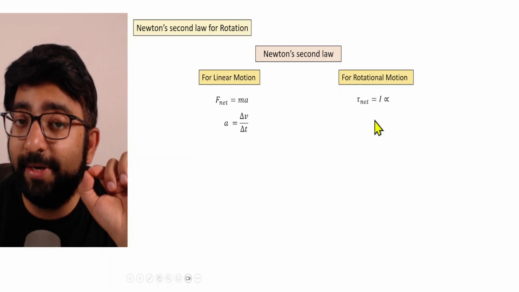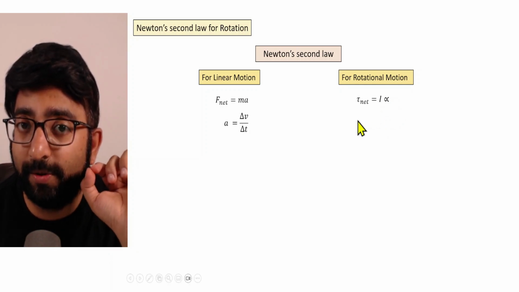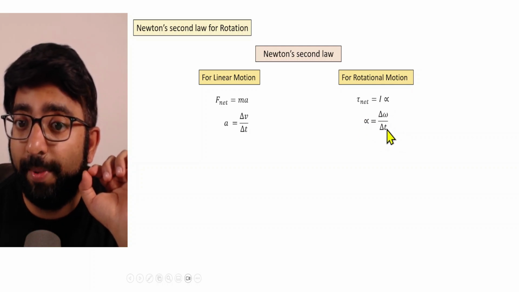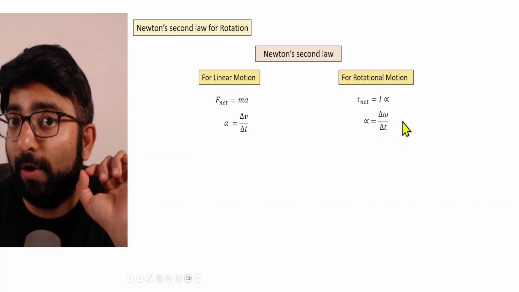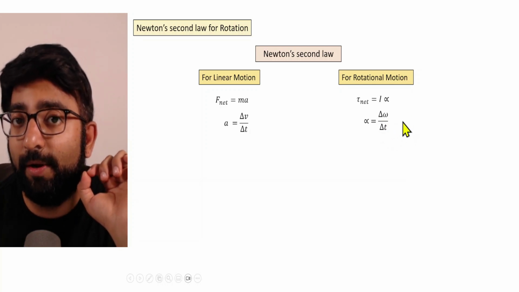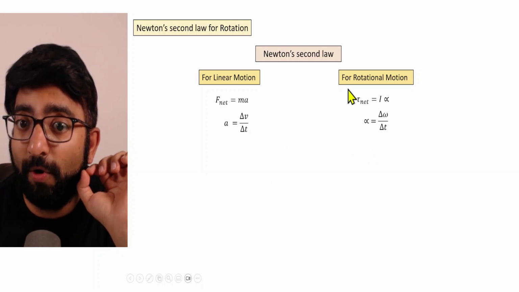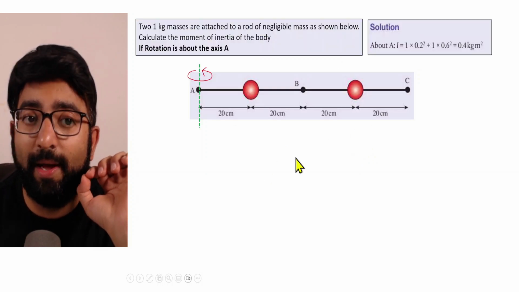Now, angular acceleration is the rate of change of angular velocity, which in formula terms is written like this. Alpha is delta omega upon delta t, where delta omega stands for the change in the angular velocity. And now let us solve the question based on this principle. So the formula is torque is equal to I alpha.